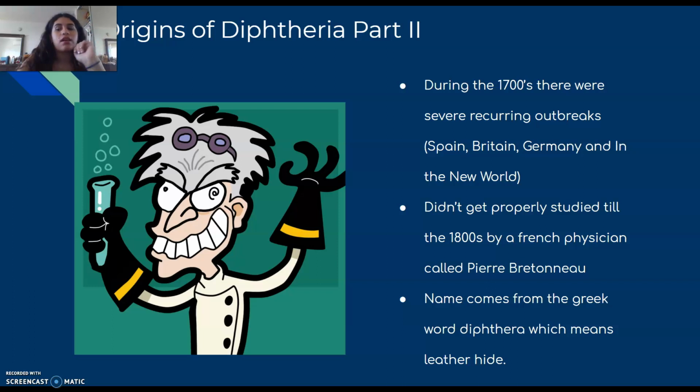And the name of the disease comes from the Greek word diphthera, which means leather hide. So as I said before, when the patient opens their mouth, the tonsil area, the thick membrane kind of looks like white leather, and it looks like if you were to pass your finger through it, it would feel just like leather, which is where it got the name.